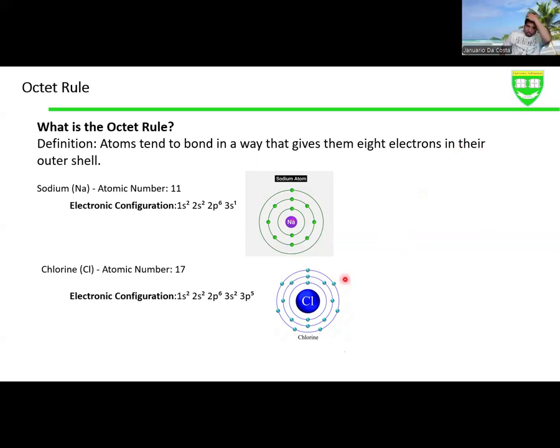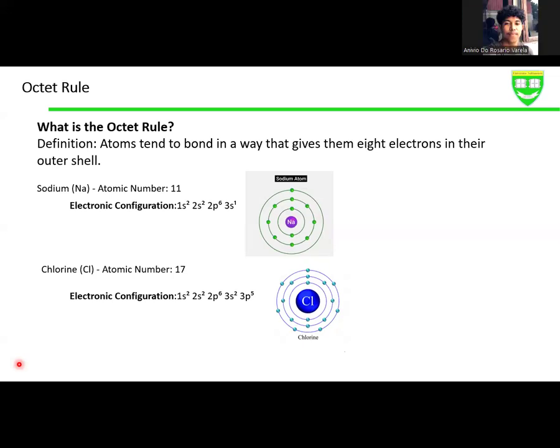Okay, so if the outer shell electrons are not an octet, not 8, then the atom has to have bonding to become stable. That's true for all atoms in the periodic table. All atoms in the periodic table are the same. Do you understand?